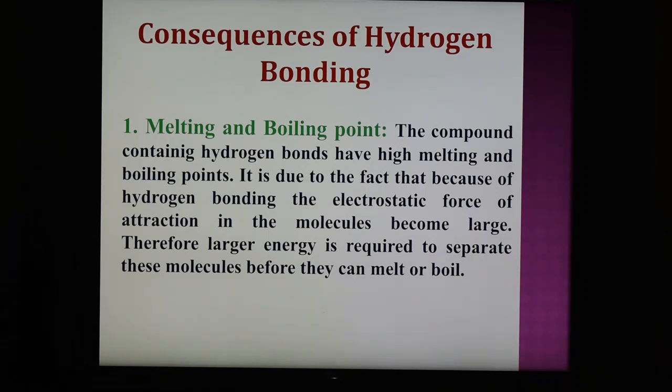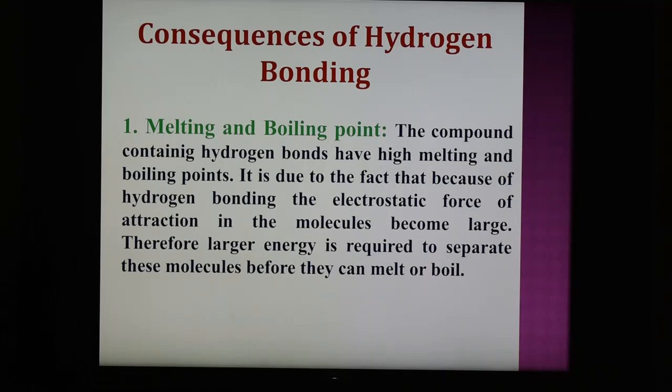The first property: here we can say that hydrogen bonding has much effect on physical properties like melting point, boiling point, viscosity, and solubility of the compound. We are discussing the first one, that is melting and boiling point. In the case of melting and boiling point, the compound containing hydrogen bonds has a high melting and boiling point.